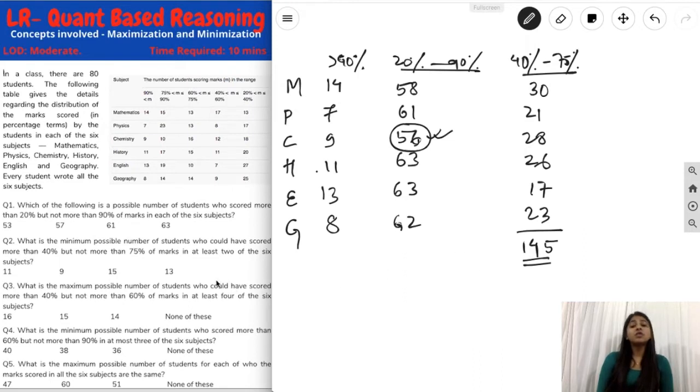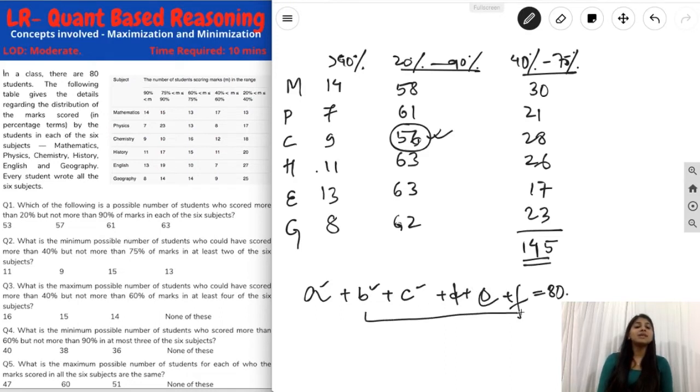So now, since we want to minimize the possible number of students who have scored more than 40 and less than 75 in at least 2 of the 6 subjects, what will we do? In this 145, there can be students who have got it in just one subject or 2 subjects, 3, 4, 5 and 6. These are the possibilities: these 80 students can be the ones who have it in exactly one subject, exactly 2, exactly 3, 4, 5, 6. Since we want to minimize this entire thing, because it is given as at least 2, right?